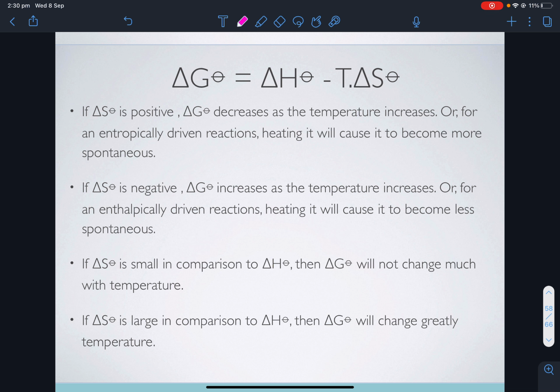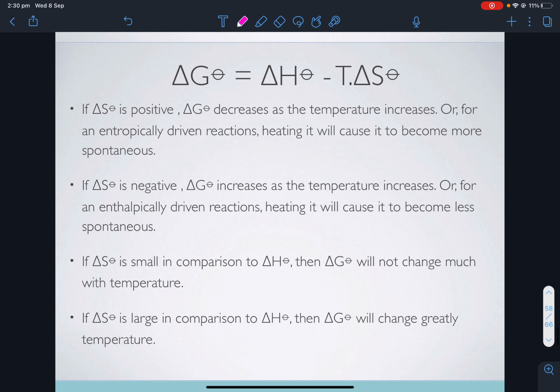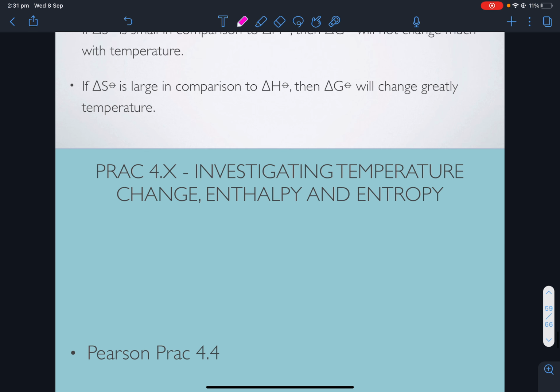If entropy is small in comparison to enthalpy, then the Gibbs free energy will not change much with temperature. And if the entropy is large compared to the enthalpy, the Gibbs free energy will change very largely with temperature. Okay, that's if you're very wordy and not very mathematical. That's why I put those slides there. I'm reading those, having to really think about it. For me, the mathematical way seems more familiar in dealing with the formula. But if you're a more wordy chemist, that might help you out.